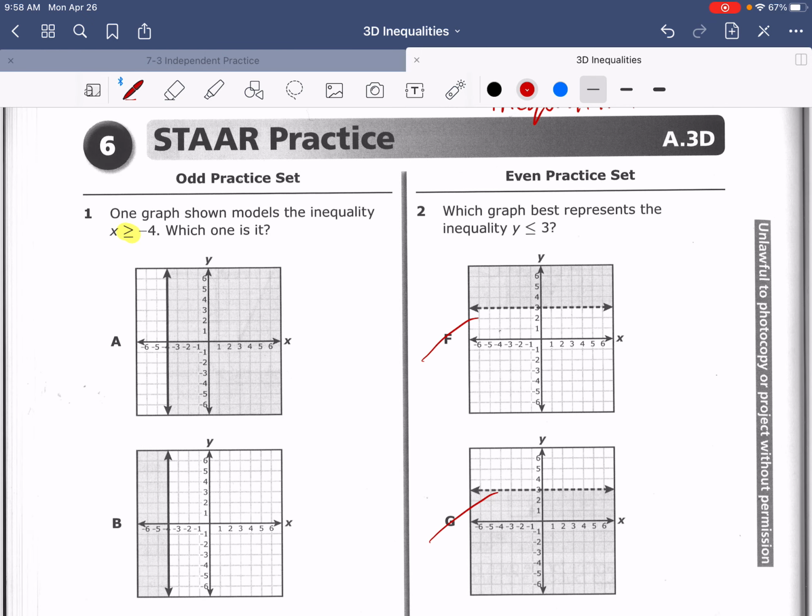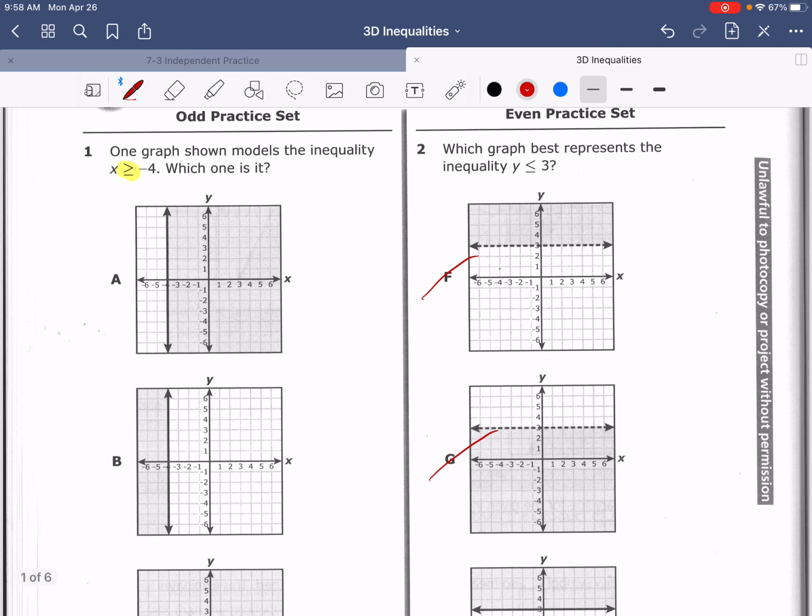So let's do number 1 together. We have to find x is greater than or equal to -4. How do I know the direction? We always open up the mouth to the bigger side. So that's why x is bigger, so we open the mouth here. So x is bigger than or equal to -4.